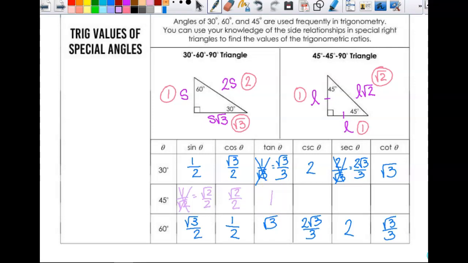Cosecant is the reciprocal of sine. What does that make it? Square root of 2. Secant would be what? Square root of 2. What's the cotangent? 1. So when you look at this, there's a lot of numbers there, but they're the same over and over again. And again, as long as you recognize the patterns, you're going to be good. All right? What questions you got? Anything? Awesome.